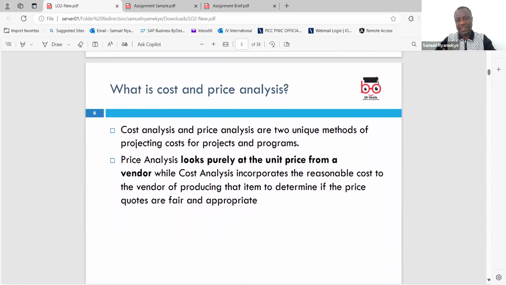So what are the cost and price analysis? What are we talking about here? We are saying that these are methods that project the costings for any project. They give us a fair idea of how much a project is going to cost us, so somebody sits down and tries to look at all that. Price analysis looks purely, like we've said already, at the unit price.